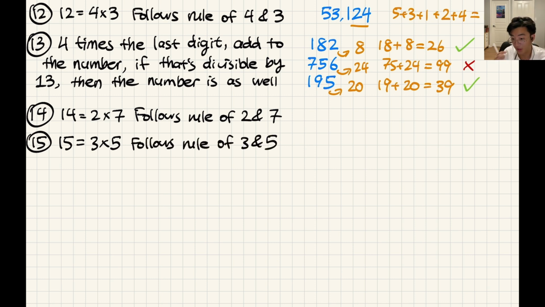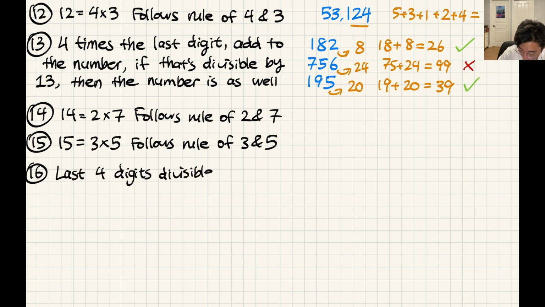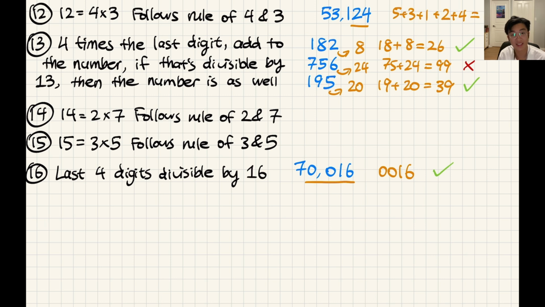Alright, so for 16 here, at this point, like I said, a calculator is probably easier, but still interesting why it works. Last 4 digits divisible by 16. So I can just make one up on the spot. 16 is divisible by 16. So if I give the number 70,016 here, the last 4 digits is 16. So 70,016 is divisible by 16.